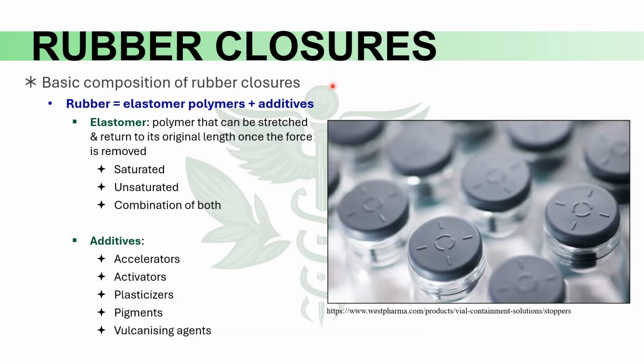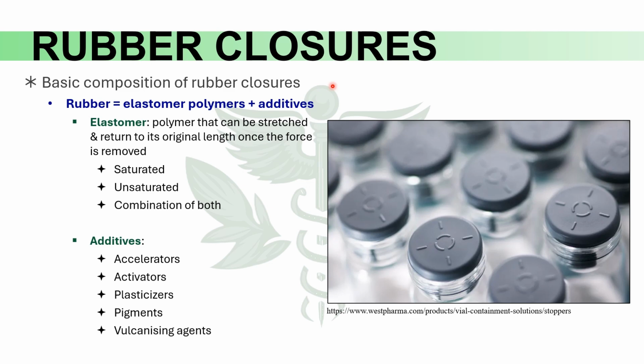So, we finished talking about containers, but what about the closures placed on top of them? Closures can be made of many materials like containers, but in this video, we're going to focus on rubber closures. Another name for rubber closures is rubber stoppers, and you'll find me using these two terms interchangeably in this video.